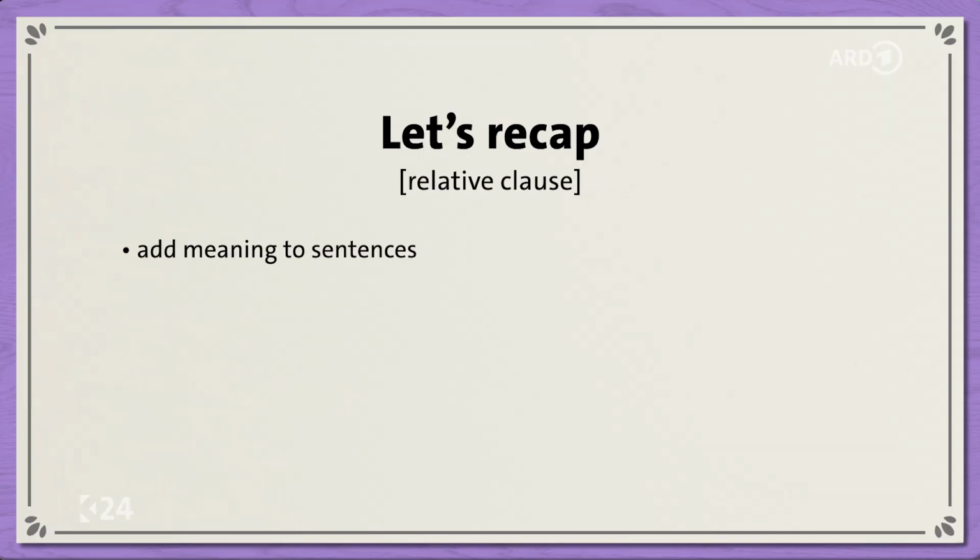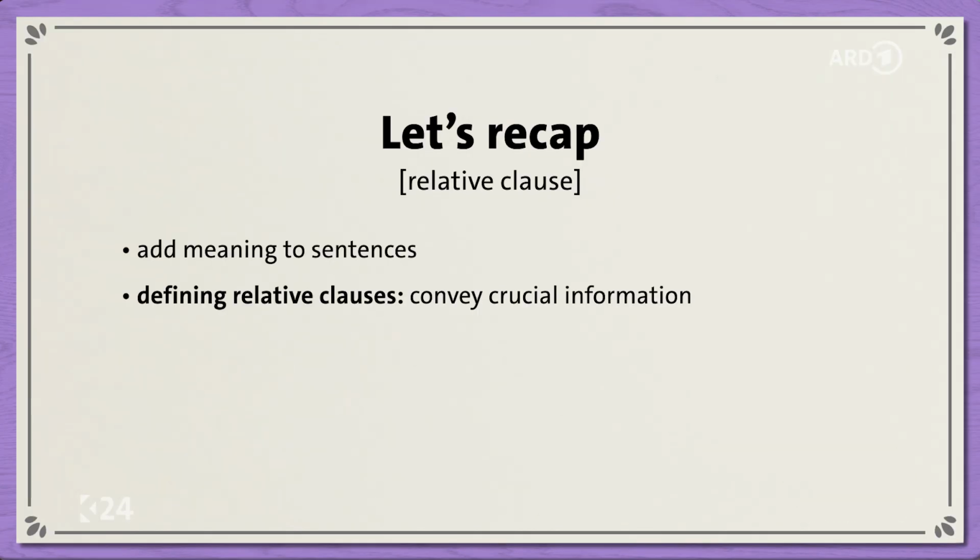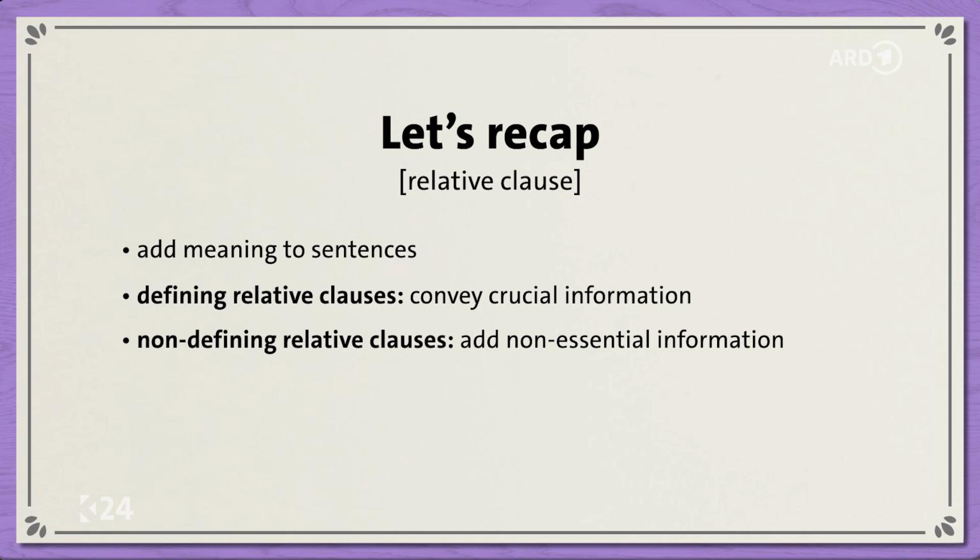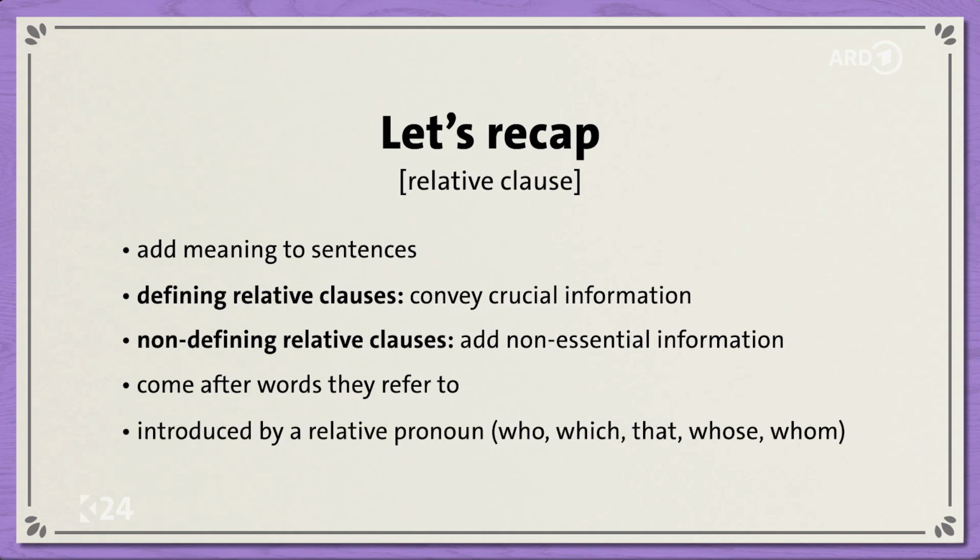Let's recap. Relative clauses add meaning to sentences. Defining relative clauses convey crucial information that you need for understanding the sentence. Non-defining relative clauses add non-essential information that isn't necessary for understanding the sentence. They always come directly after the word they are referring to, either in the middle of the sentence or at its end. Relative clauses are always introduced by a relative pronoun. Which one exactly is determined by who or what the relative clause is referring to.